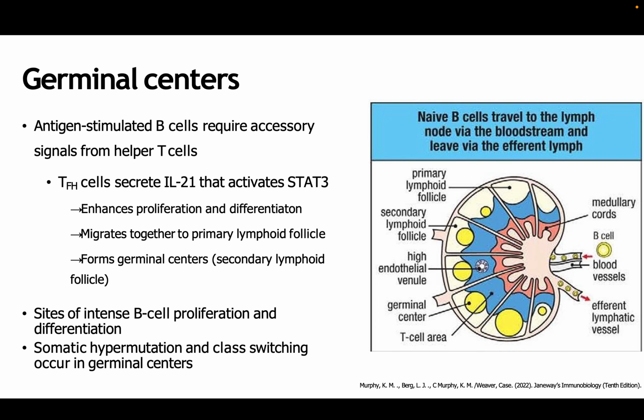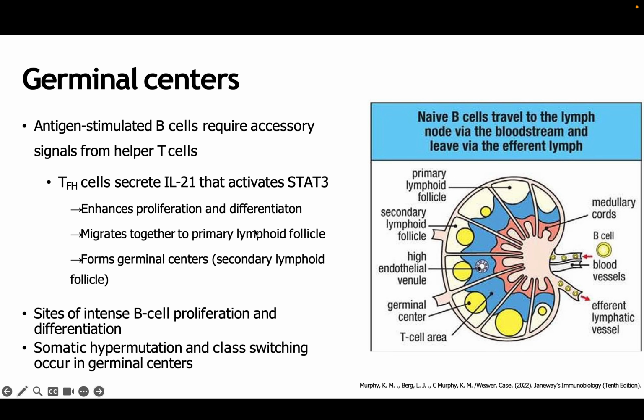This activation can be purely antigen based, or, the majority of the time, you have T follicular T cells. These are T cells that are also there, that literally go and bind to your B cell and secrete interleukin 21. Interleukin 21 then activates STAT3 on your B cell. This STAT3 is a transcription factor that really pushes the B cell to proliferate, differentiate, and create a follicle.